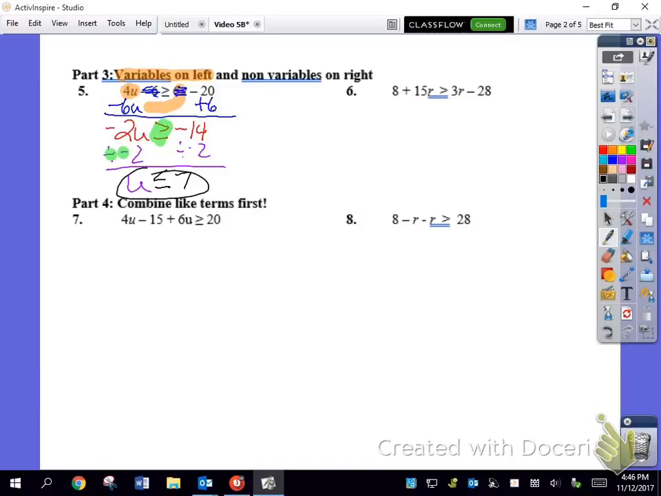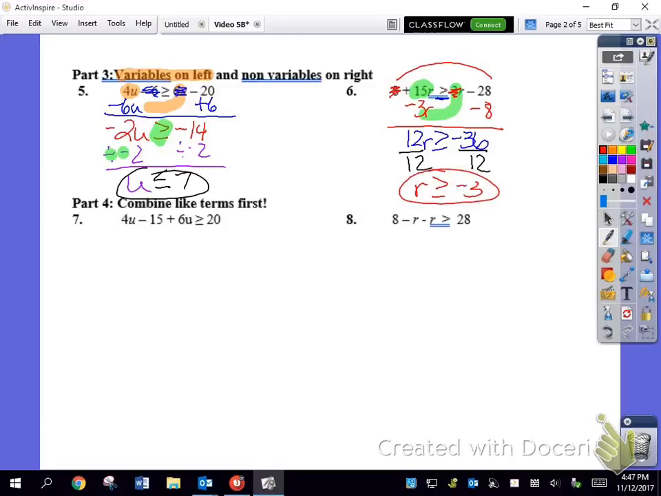On number 6, remember that you want the variables on this side, so this 3r needs to move over here. Okay, so 3r becomes negative 3r. And that 8 does not belong, so he doesn't have an r, so he goes to the other side, that's minus 8. Okay, so 15 minus 3r is 12r is greater than negative 36, greater than or equal to, sorry, there's an equal to sign there. And the opposite of multiplying is to divide, so I'm going to divide by 12. Now I am not dividing by a negative, so my inequality does not change. R is greater than or equal to negative 3.